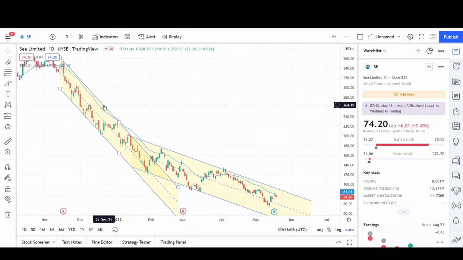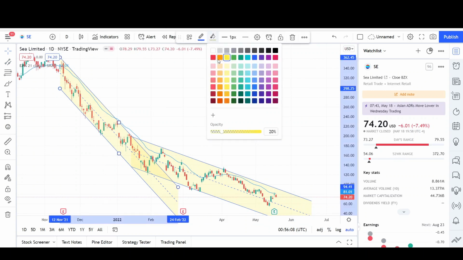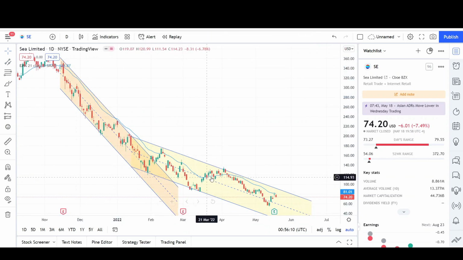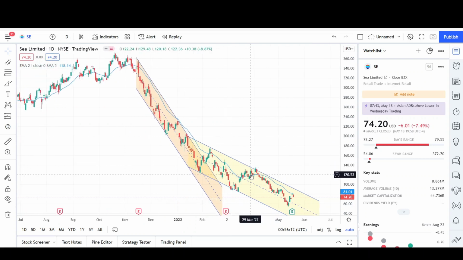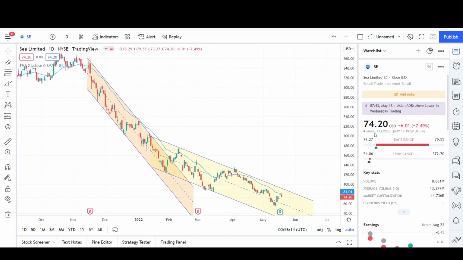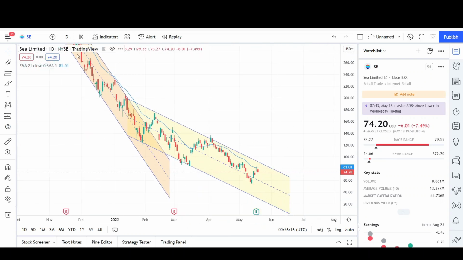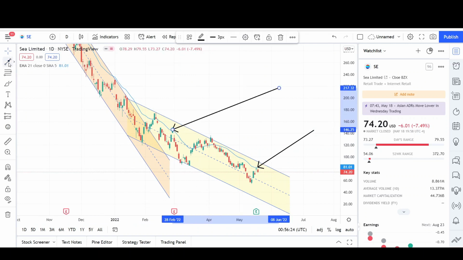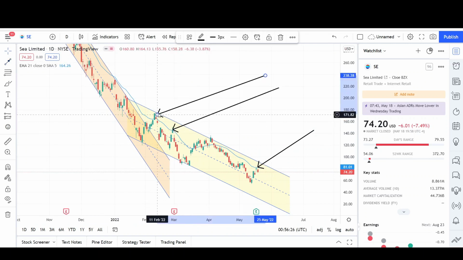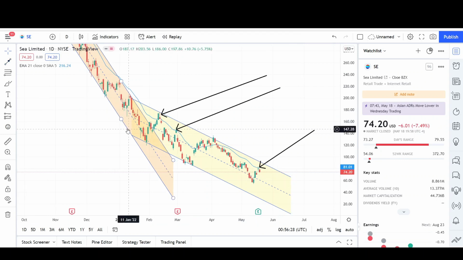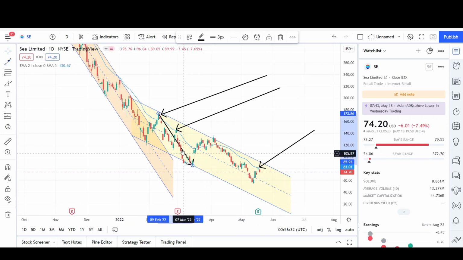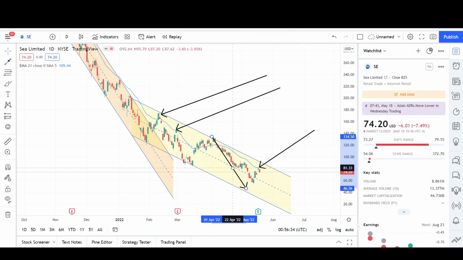So it looks like we had this more aggressive orange channel, but now we're going inside of a weaker yellow channel. Regardless, it's still a downtrend because we are still facing a ceiling from the EMA. You can see that right when prices come near this EMA, it just sends prices back down. So not a good sign. No reversals in sight.